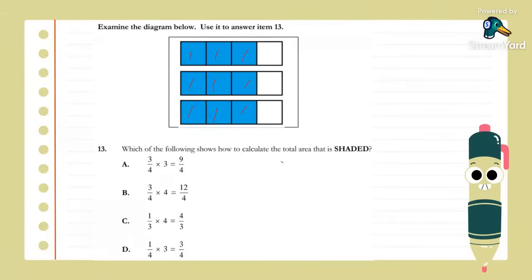So 3/4 times 3 will be equal to 3 times 3. That is equal to 9. And remember, the parts are quarters. So we have 4 for our denominator. 9/4. Because all we're doing is adding all the quarters that are shaded. 1, 2, 3, 4, 5, 6, 7, 8, 9. 9/4 are shaded. All of the parts are quarters. So if you said A, you are correct. Good job.